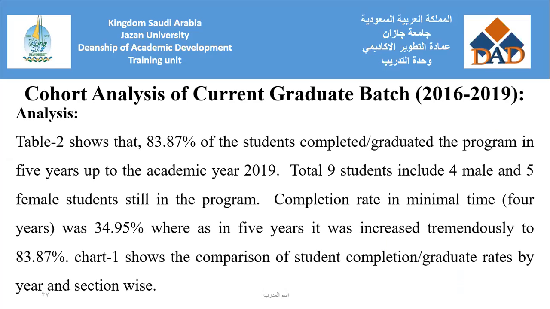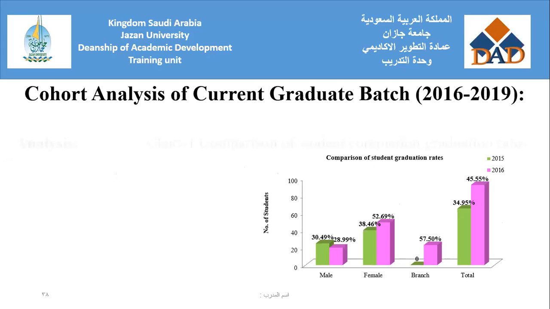So Table 2 shows that 83% of the students completed the program in 5 years. A total of 9 students, including 4 male and 5 female students, are still in the program, even entering the 6th year. So the completion rate in minimal time, 4 years, was 34.95%, whereas in 5 years it increased tremendously to 84%. Chart 1 shows the comparison of student completion rates by year and section-wise.